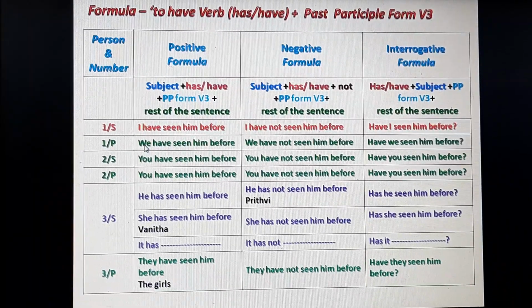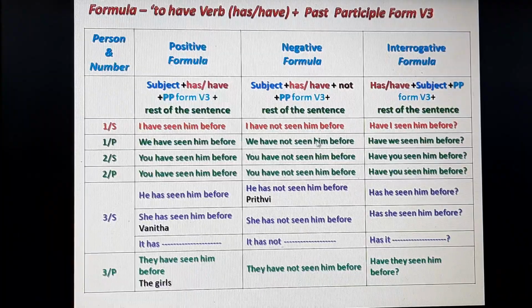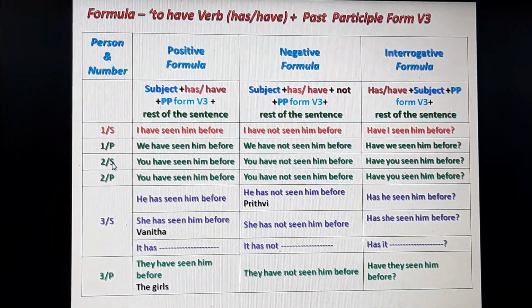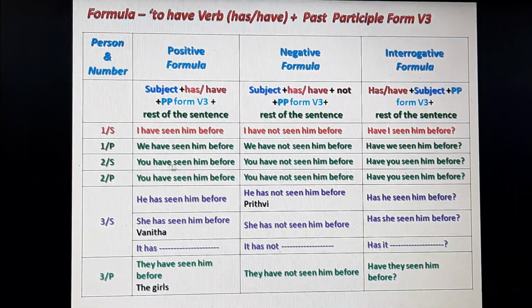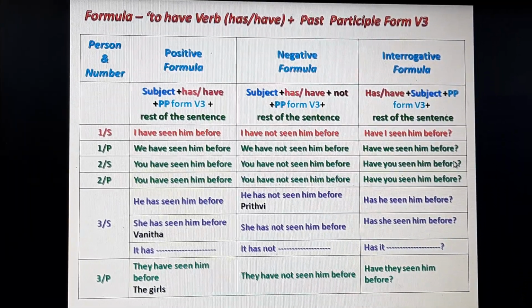In the first person plural, we have seen him before. In the negative, we have not seen him before. Have we seen him before? In the second person singular and plural, you have seen him before. You have not seen him before. Have you seen him before?